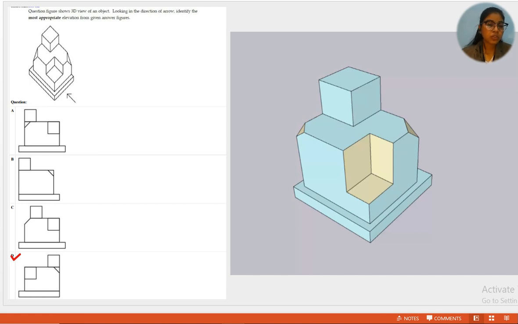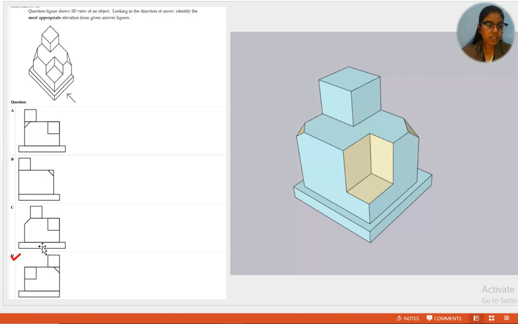In the next question also, a question figure is given to you and by looking in the direction of the arrow, you have to find out its elevation. Now, just look over here. It is clear that when you look in this direction, you will see this cube part on your right hand side and this cutout part on your left hand side. This square cube will be on the right and this square cutout will be on the left side.